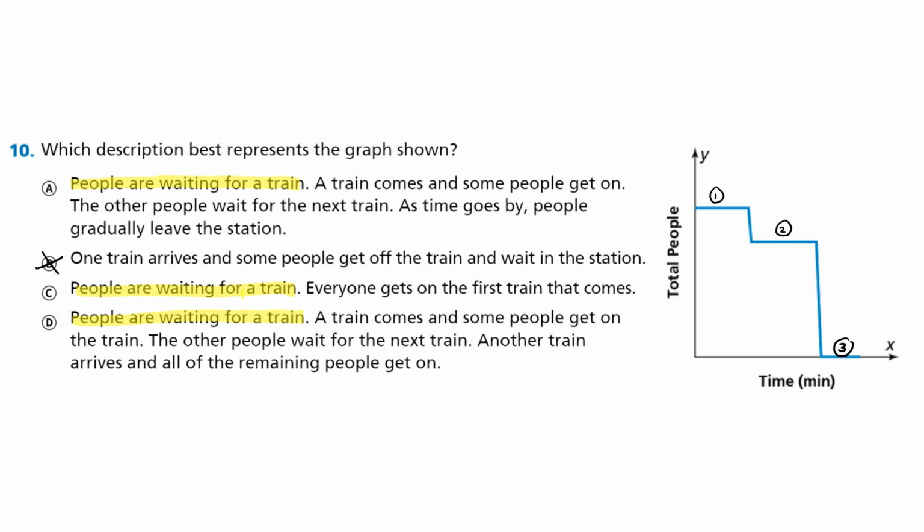In the next section, highlighted on the graph here, going down, that's going to mean that we are losing people. So that means that people are not waiting. So a train comes and some people get on. That could happen. Part C, everyone gets on that train. Well, that's not true. Not everybody does. And then part D, a train comes and some people get on the train and other people wait for the train. So that is still a possibility, as those two sentences match. A train comes for some people to get on, and then other people wait for the next train.